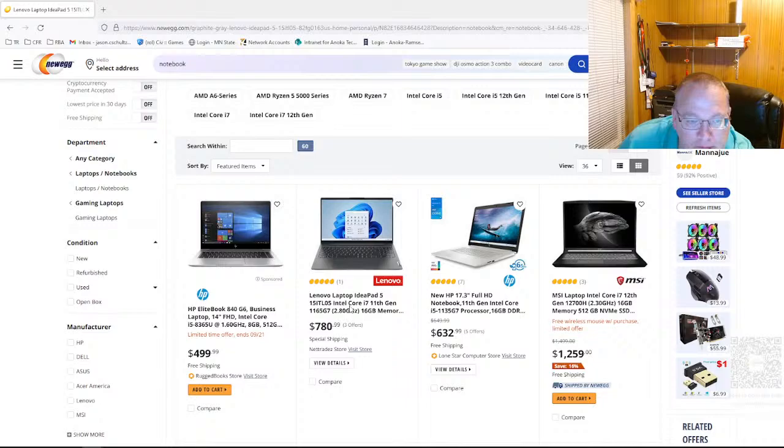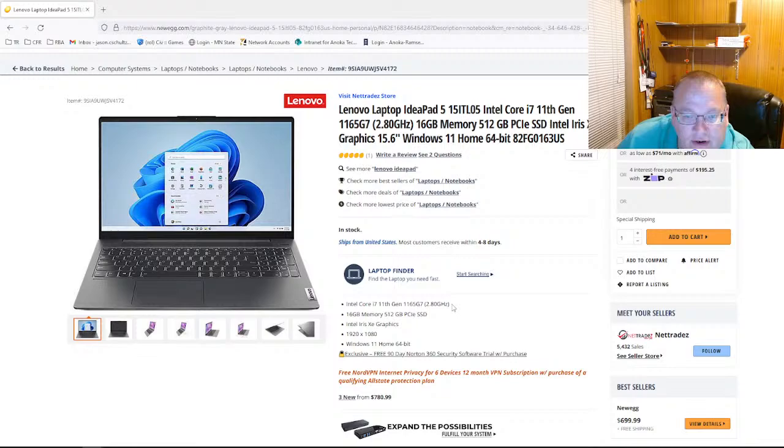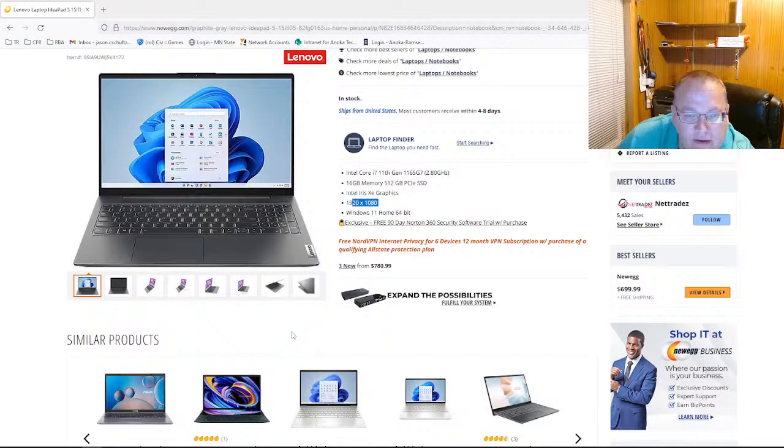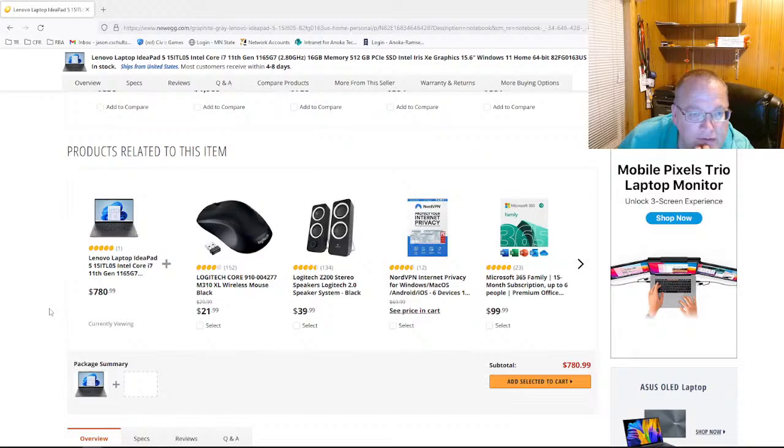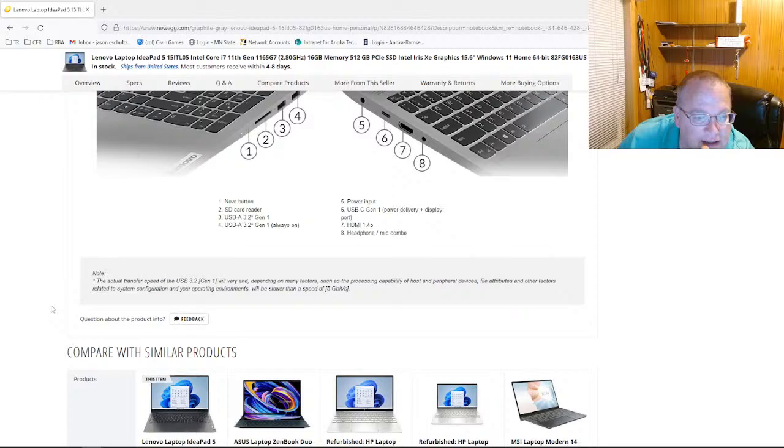Okay, so that's the processor it has, and that's the speed that processor can run at, 3.8 gigahertz. This is how much RAM it has. That's our memory. That's our graphics, and that's the size of the screen. That's all great and good, but let's look down and see if there's some more specifications on this. It's going to give me any more.